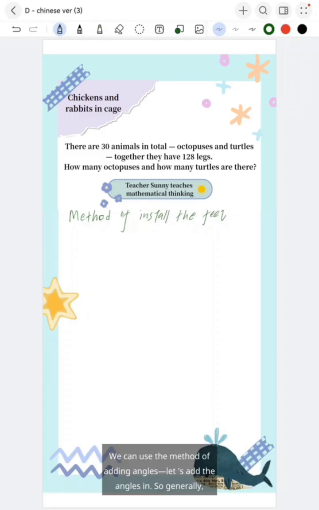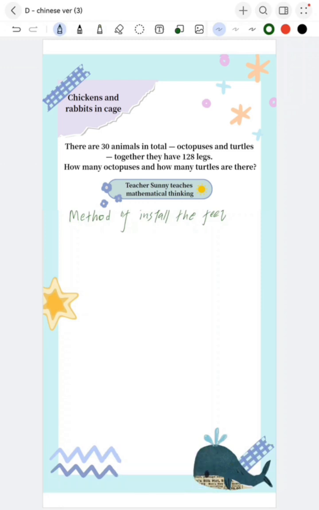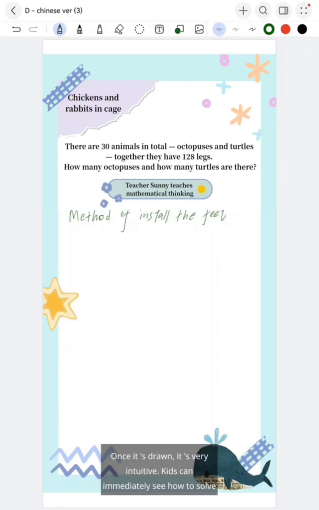We can use the method of adding angles. Let's add the angles in. Generally, students in 3rd or 4th grade can solve this problem. As long as they draw a diagram, they can solve it. At the elementary level, many times all we need to do is draw a diagram. Once it's drawn, it's very intuitive. Kids can immediately see how to solve it, and then they can work it out. So how do we solve this problem? First, let's draw it out.